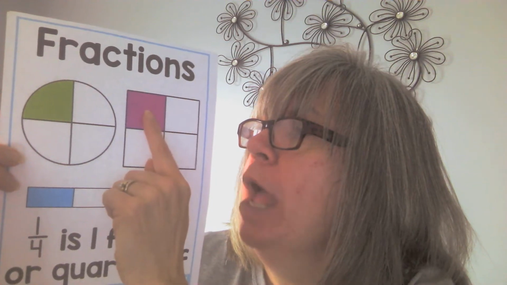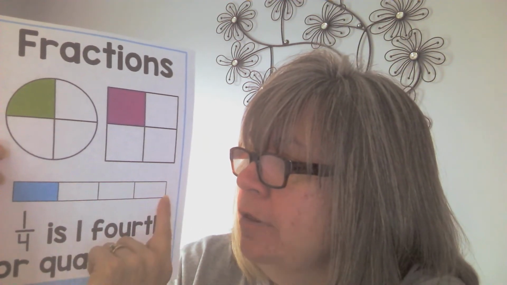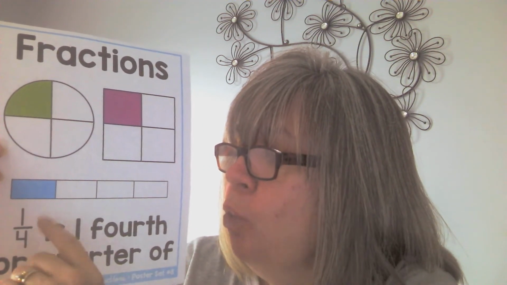Okay, what fraction of the square has been colored? 1 out of the 4 parts that it was divided into, so 1/4 is colored. Same is true for the rectangle. 4 parts the rectangle's been divided into, but only one of them got colored. So 1/4 of the rectangle is colored, or you can say one quarter. It means the same thing.